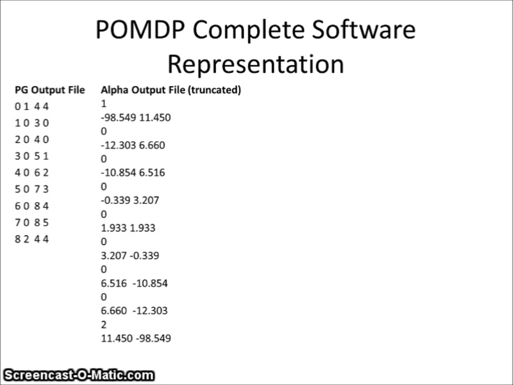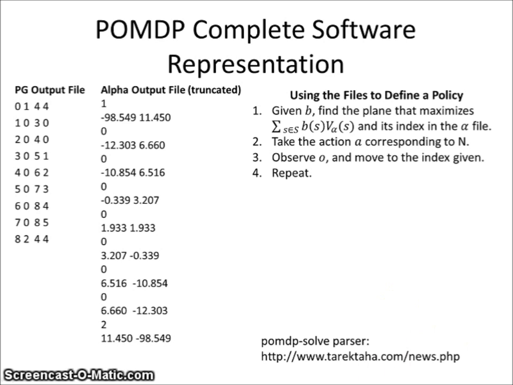So there are exactly enough lines or planes described in the alpha file to encode the value function. There's no redundancies, unlike the picture I showed you before. The PG file, PG stands for policy graph, tells you what actions to take depending on what observations you make, and together the PG and the alpha file can show you the optimal policy for the problem, or an optimal policy for the problem.